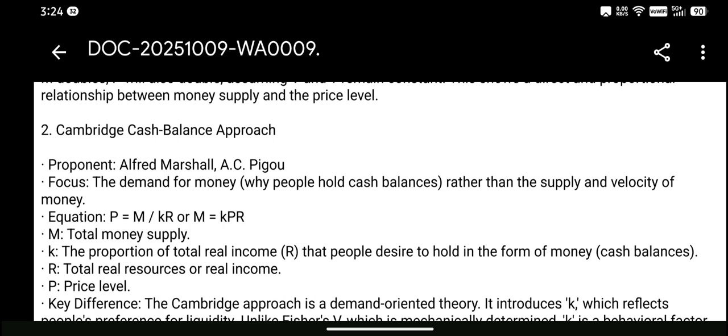Cambridge cash balance approach. Proponents: Alfred Marshall, A.C. Pigou. Focus: the demand for money, why people hold cash balances rather than supply and velocity of money. Equation: P = M/KR, or M = KPR.